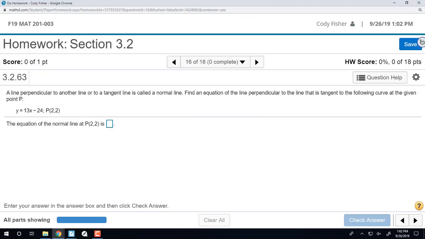So it says the line that's perpendicular to the tangent line is called the normal line. Find an equation of the line perpendicular to the line that is tangent to the following curve at the given point. So they're looking for the equation of the normal line. It just boils down to: can you find the slope of the tangent, or the equation of the tangent line? Then you construct a line perpendicular to your tangent line.